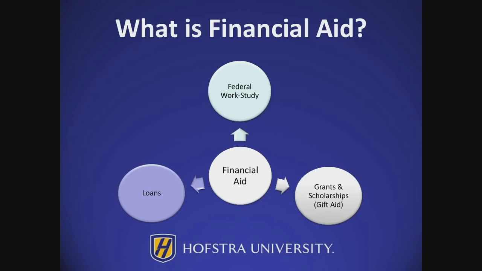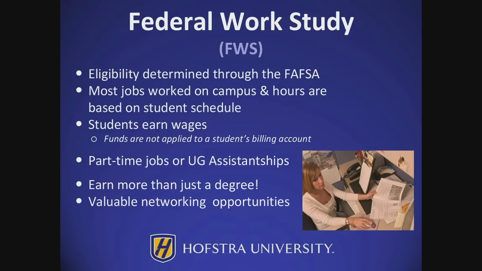What is financial aid? Financial aid is comprised of three categories: grants and scholarships, also known as gift aid, federal work study, and loans. Federal work study uses the FAFSA to determine your eligibility. Most jobs are worked on campus and hours are based on the student's schedule. Students earn wages. The funds are not applied directly to the student's billing account. There are part-time jobs or undergrad assistantships.